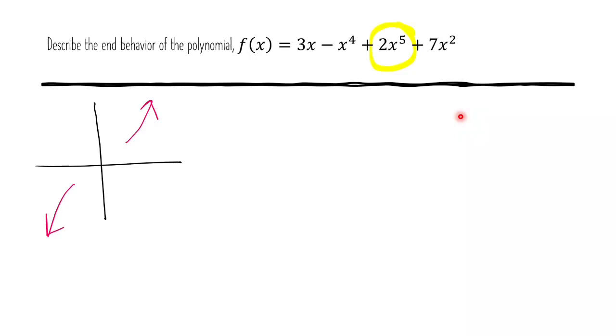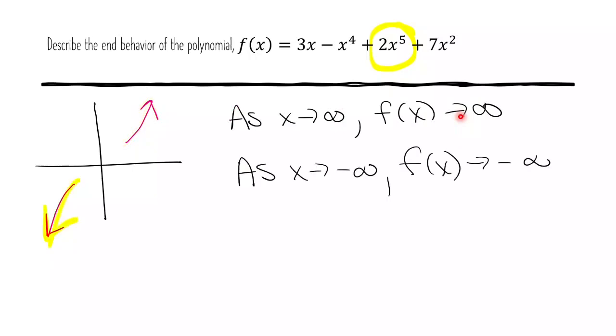I have positive coefficient and an odd exponent. Positive coefficient, odd exponent means right side goes up. So as x goes to infinity, f of x goes to infinity. And the left side goes down. As x goes to negative infinity, f of x goes to negative infinity.